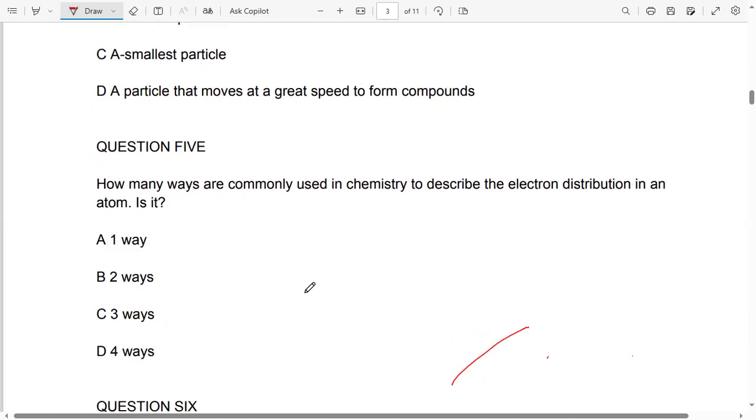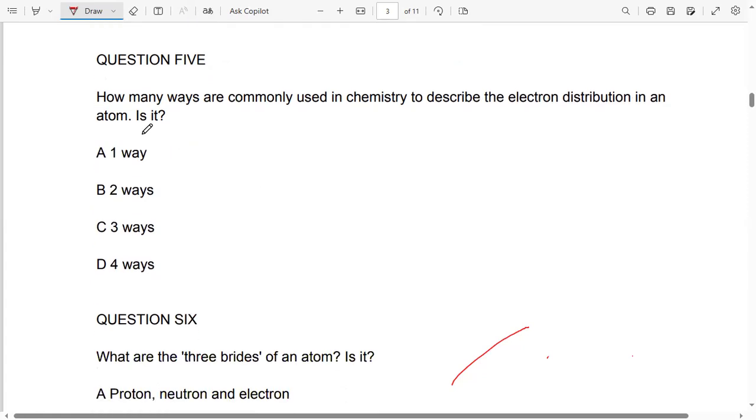Okay, and then question 5, they're saying how many ways are commonly used in chemistry to describe the electron distribution in an atom. Okay, so how many ways? Let me ask you guys. How many ways do you think are common for describing the electron distribution?